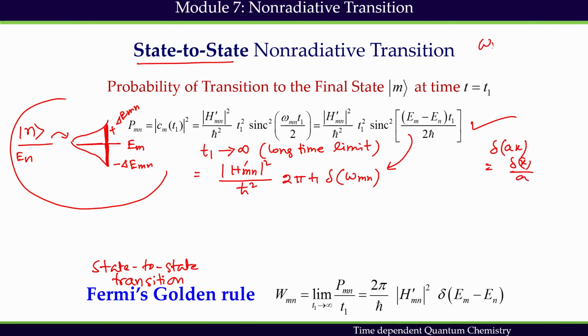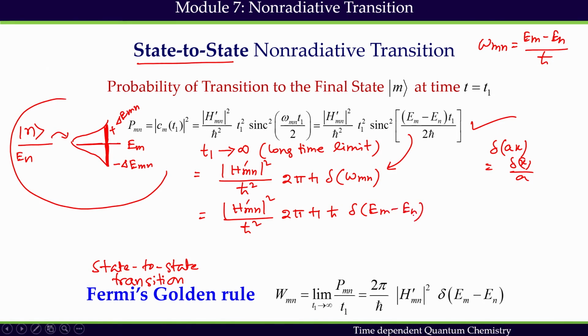So because ωmn is nothing but (Em minus En) divided by ħ, we'll be able to write this as follows. This is going to be then 2π/ħ² times |H'mn| whole square, then T1, and then I have this ħ also, and then δ(Em minus En), what I get here.